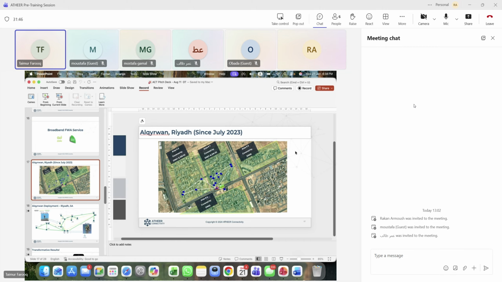It will be a problem. Anything operating from 1.8 gigahertz onwards will only work in line of sight. The moment you bring an obstruction in between, it is going to start giving you problems. Why? Yes, you need to get line of sight.